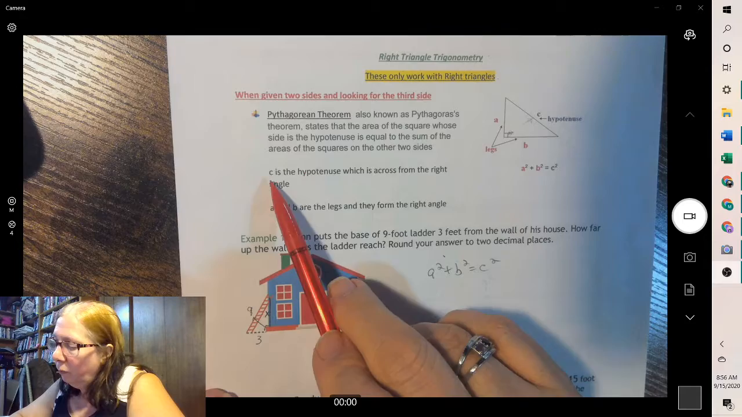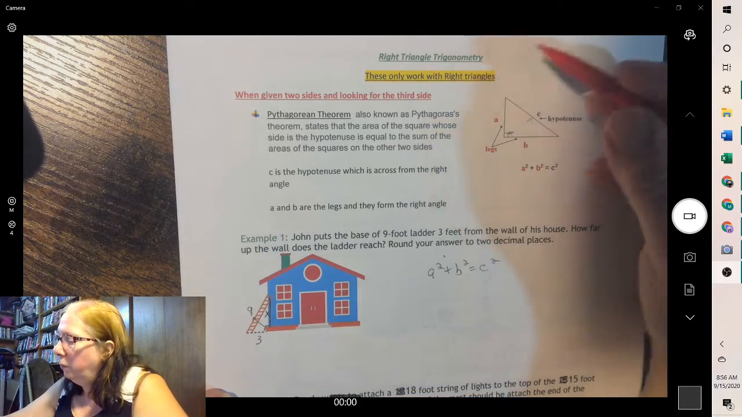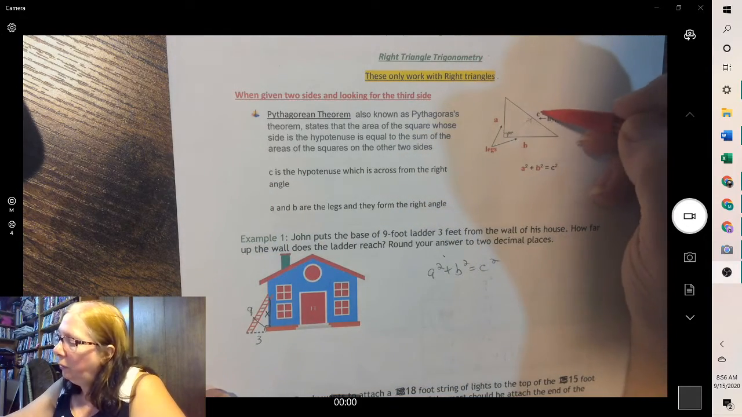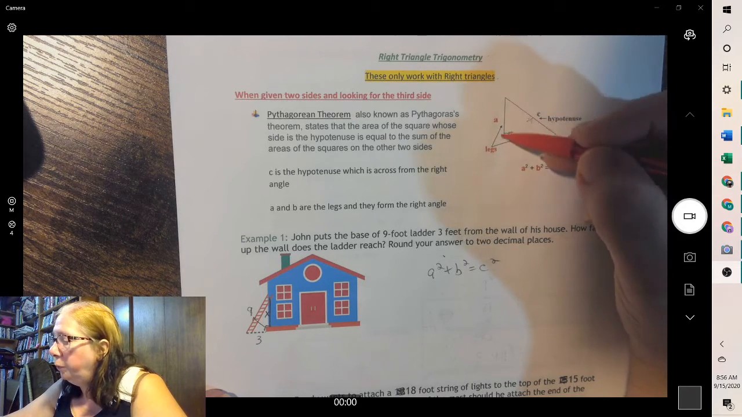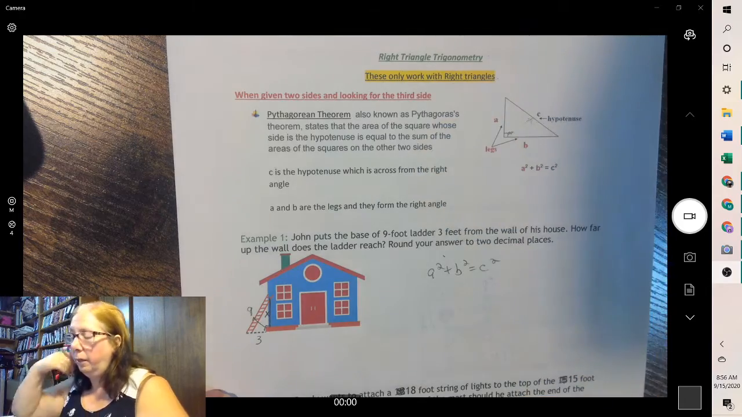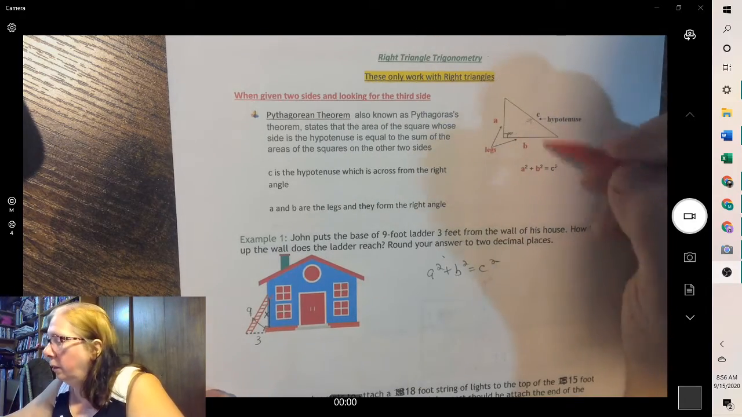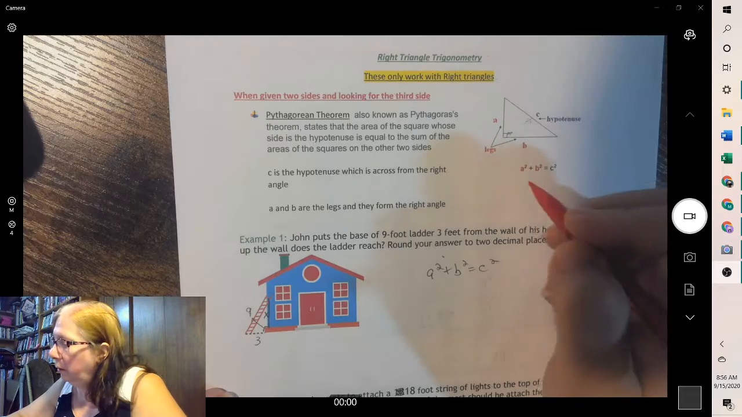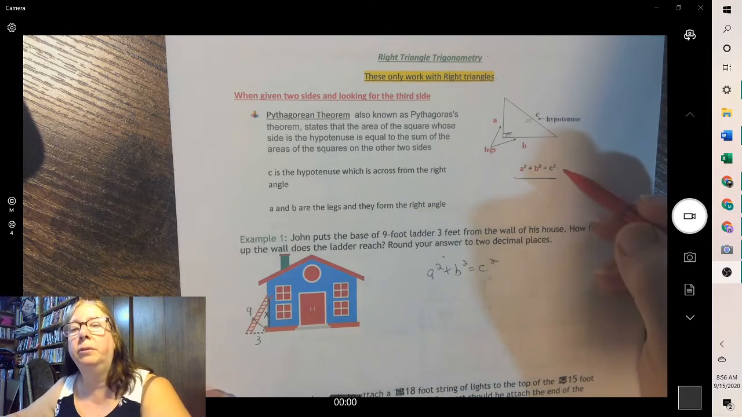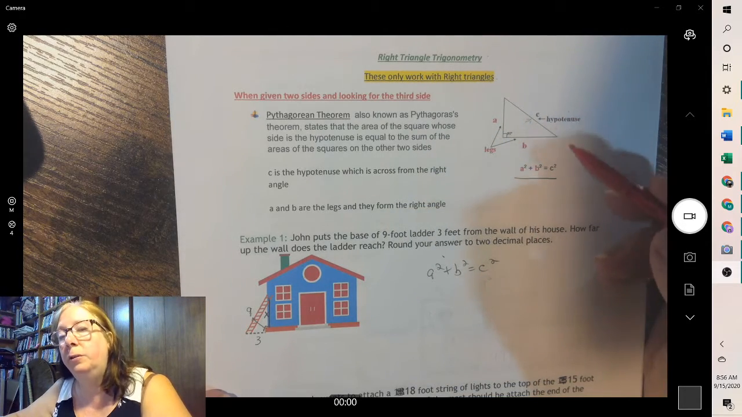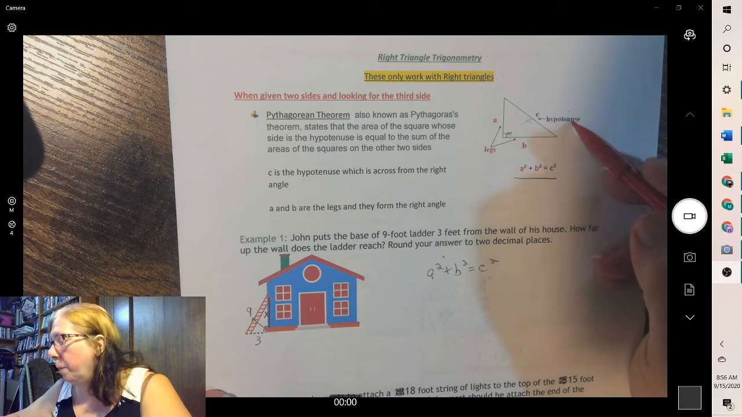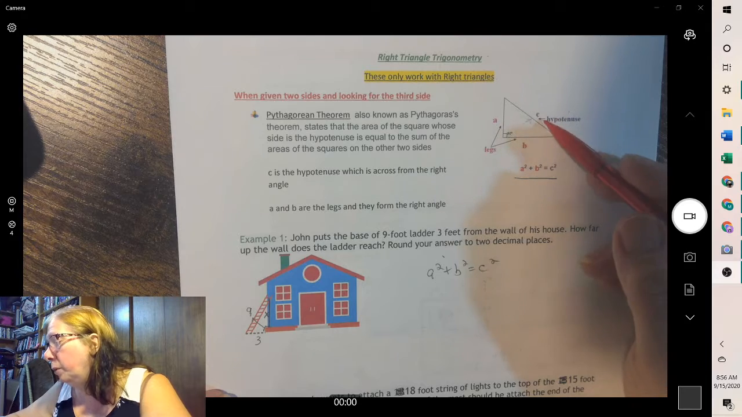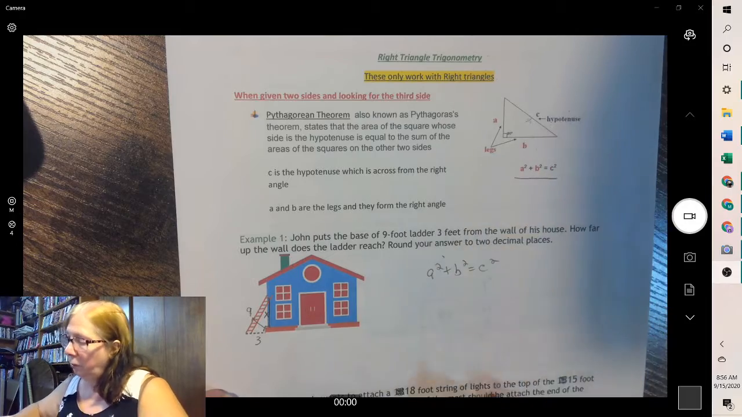And what it is, when you have the triangle, across from the right angle, we call it C. That's our hypotenuse. The other two, which form the right angle, are called the legs. And the formula is a squared plus b squared equals c squared. And c squared, the hypotenuse, is always by itself. It's also the largest side. So if the hypotenuse ends up smaller than one of the legs, you did something wrong. Let's look at an example.